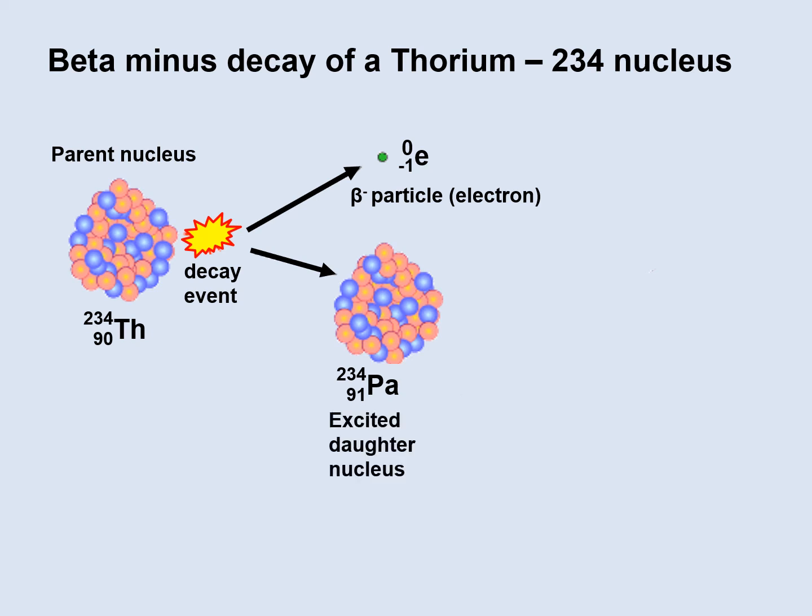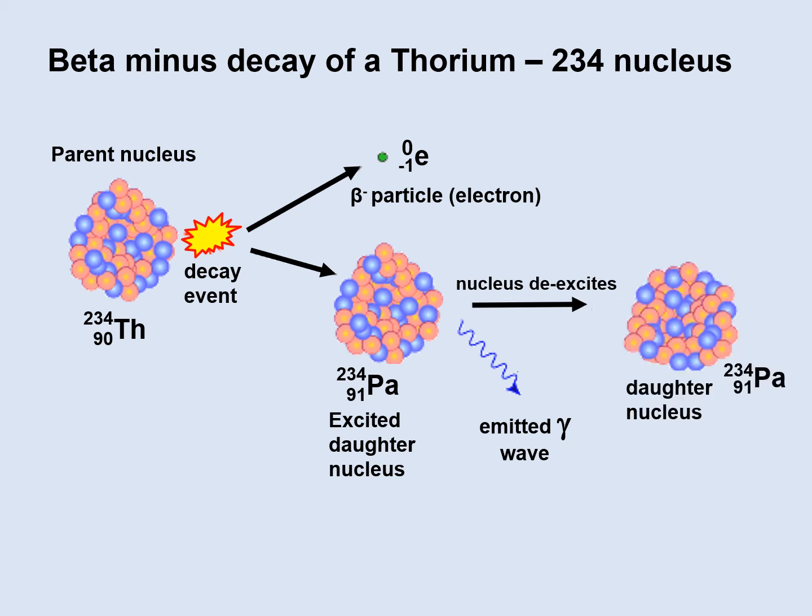Now, what you often get is a state where there is still excess energy left in the nucleus after the decay event, and we can refer to that as being in an excited state. So we've got it there referred to as an excited daughter nucleus. Now, as a result of that, it emits gamma waves to reduce that excess energy. So we say that the nucleus de-excites to the daughter nucleus of palladium-234. So again, it's exactly the same in terms of its atomic number and its mass number. It's just there's been an alteration in the energy level within that nucleus as a result of the gamma wave being emitted.